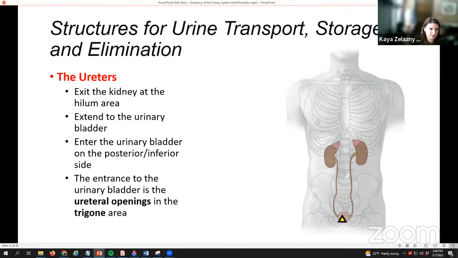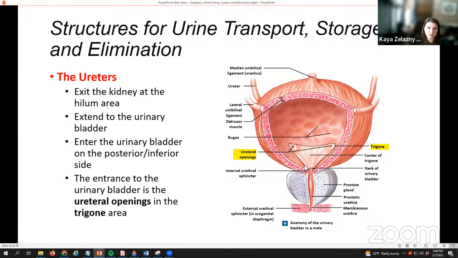Okay. So the entrance to the urinary bladder where the ureters link up are called the ureteral openings in the trigone area. Okay. So the trigone area here is this triangle, and the ureteral openings are where the ureters joined in. So you can see that's back, posterior, and inferior, bottom, kind of side here.